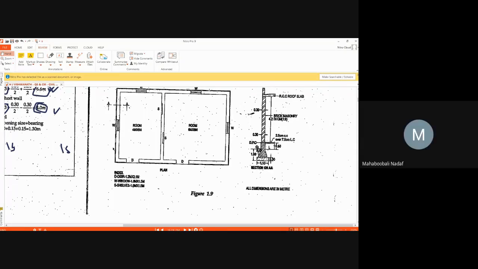1.3 meters, sir. See, we are calculating for the window. Ranganath, be alert. Window 1 plus 0.15 plus 0.15. So that is 1.3.